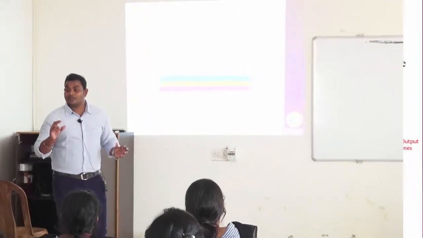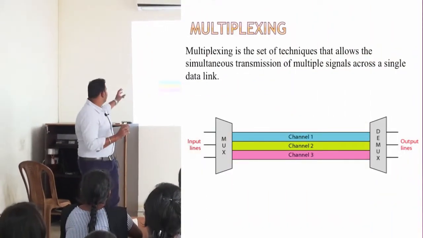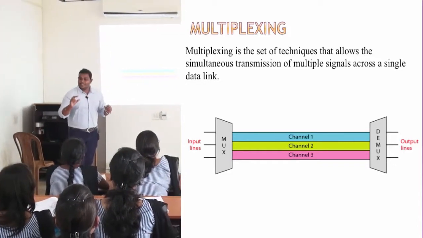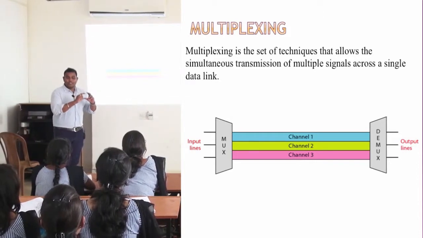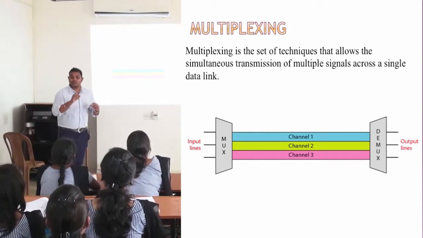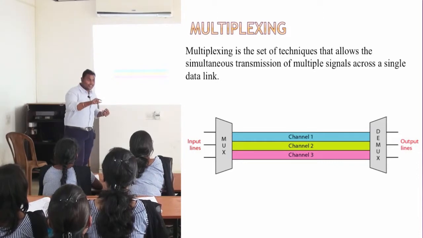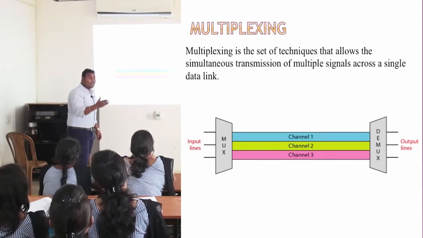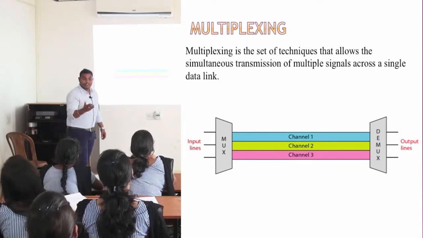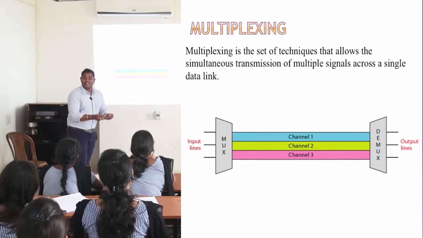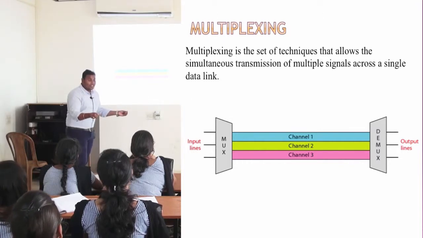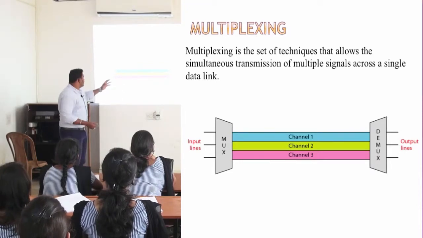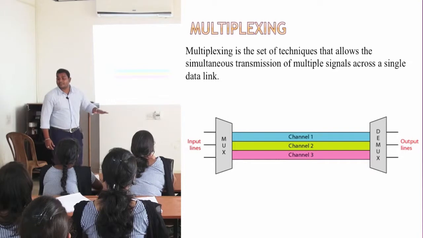Suppose here 3 senders are there, and suppose they will send 3 messages. What we do is combine those 3 messages into one message, then send it into the channel. After that, at the receiver side, again we divide the combined message into 3 different individual messages and send them to the particular receivers. This is known as multiplexing.